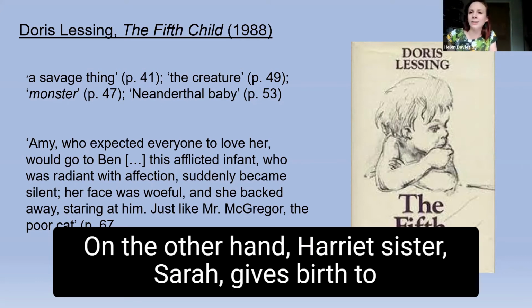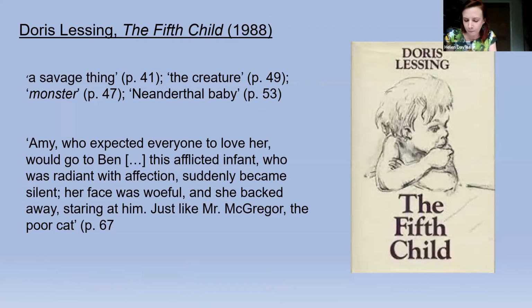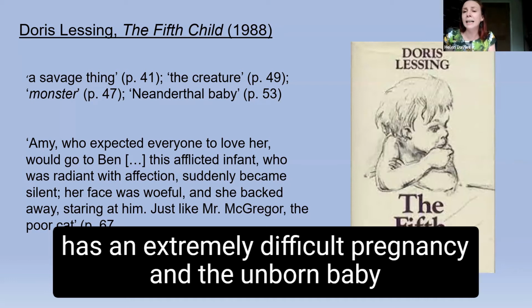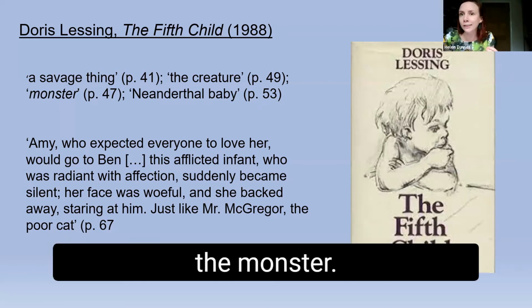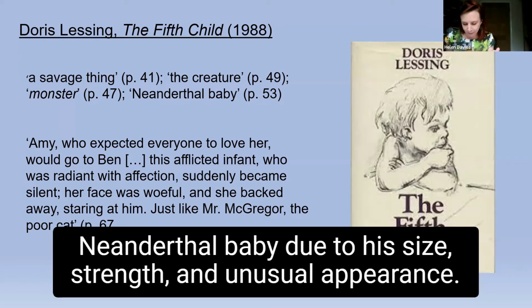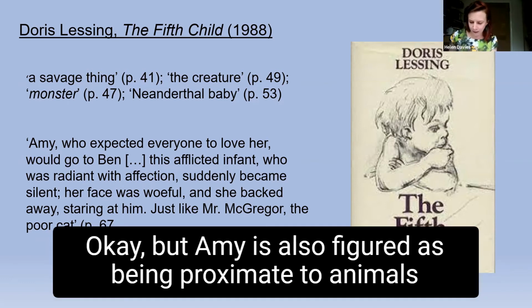On the other hand, Harriet's sister, Sarah, gives birth to a child with Down syndrome who is named Amy. However, when Harriet is expecting her 5th child, she has an extremely difficult pregnancy, and the unborn baby is figured as, and I'm quoting here, a savage thing, the creature, the monster. So when the 5th child, Ben, is born, Harriet labels him Neanderthal baby due to his size, strength, and unusual appearance. So throughout the narrative, it's Ben that is cast as the atavistic throwback, okay?